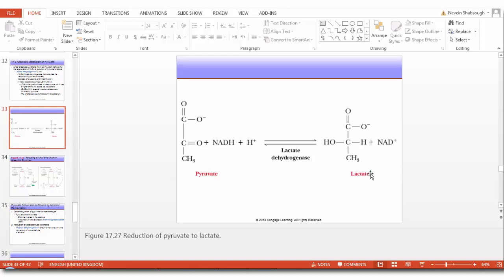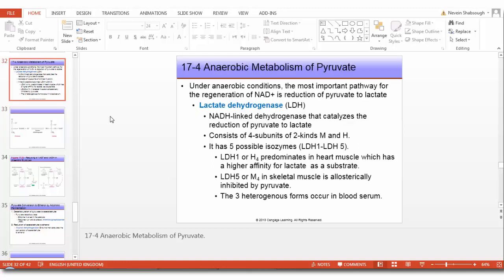Lactate, however, is a dead end in muscle metabolism, but in the liver it can be converted back to pyruvate and then to glucose via a pathway called gluconeogenesis, which we will talk about in chapter 18. Now, the enzyme that catalyzes this reaction is called lactate dehydrogenase. This is an NADH-linked dehydrogenase. It consists of 4 subunits of 2 kinds of tissue, M and H, and it has 5 possible isozymes from LDH1 to LDH5.